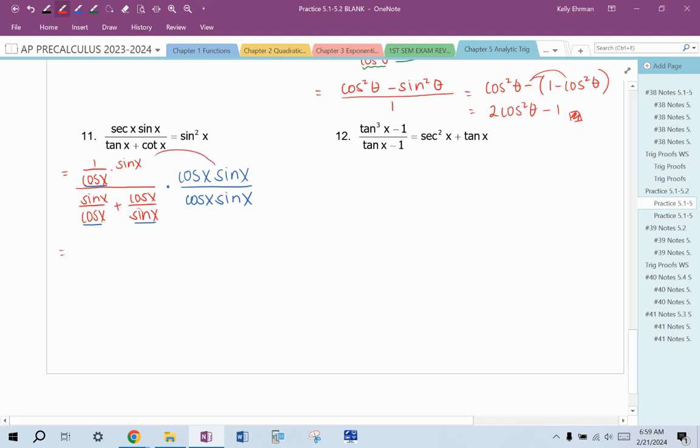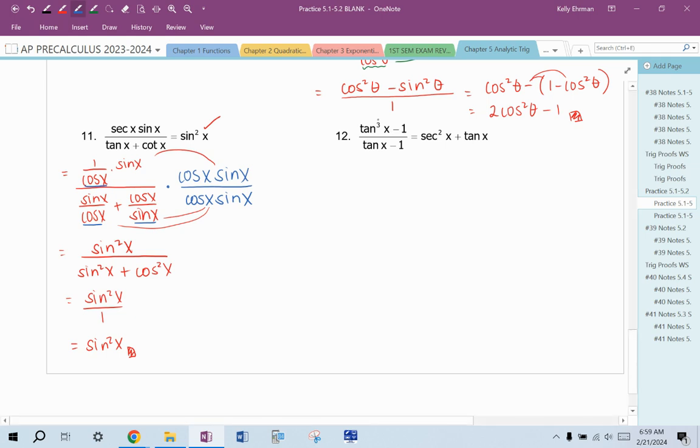So sine over cosine times cosine sine. The cosines cancel. The sines are both there, so sine squared x. It's a good sign that we have that. In the bottom, when I distribute this through, I get cosines to cancel, sine squared x, plus sines to cancel, cosine squared x. And that's 1 in the denominator. So that's sine squared x.